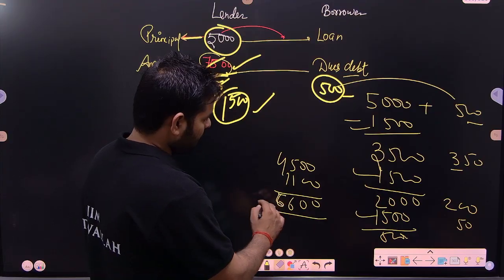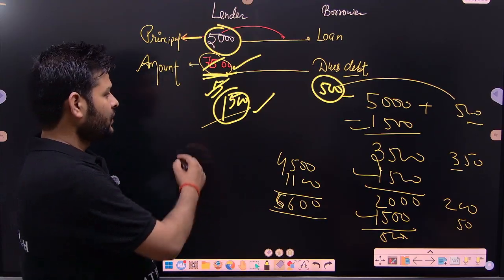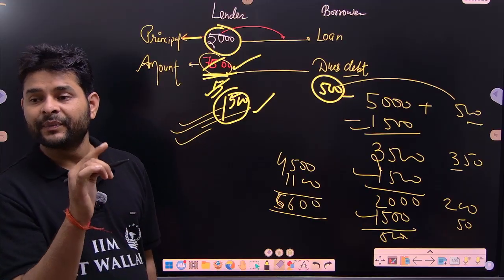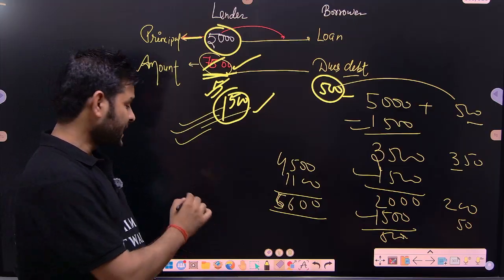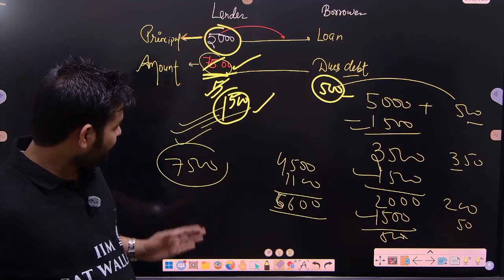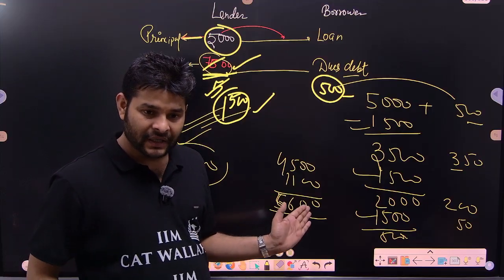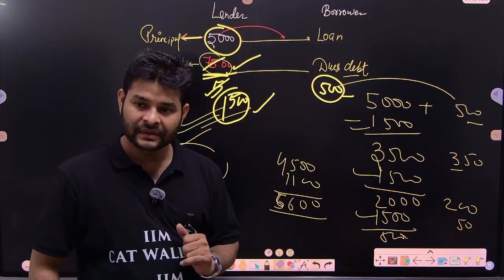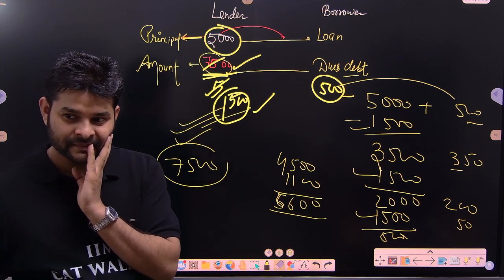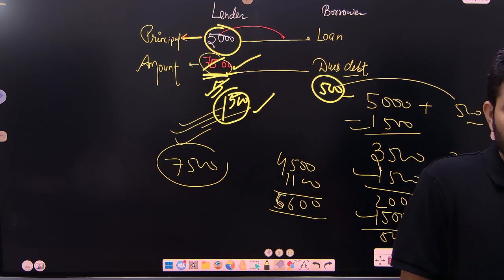But here I was paying 6,000. 15 for 5 years. Here I was paying 7,500, but in real I need to pay only 5,600. This is the biggest difference in due date and amount.